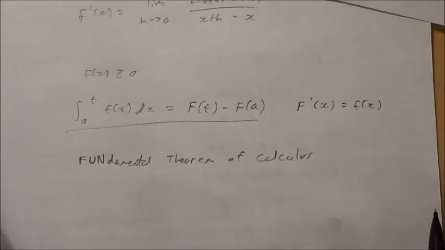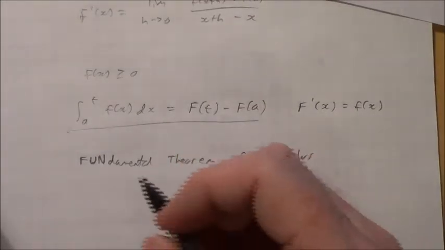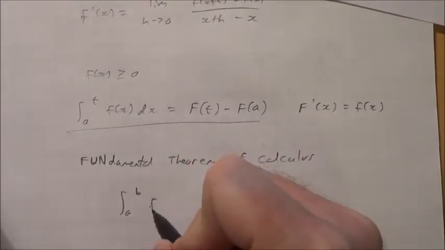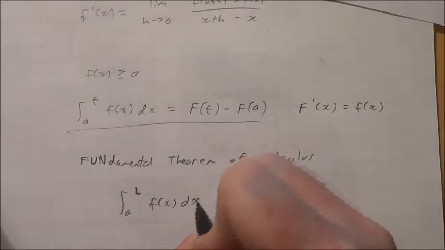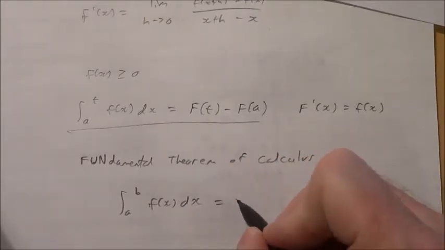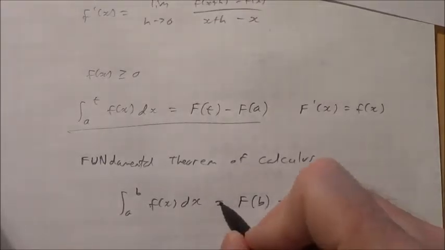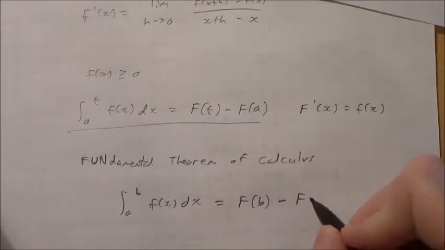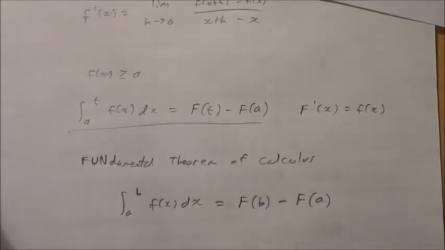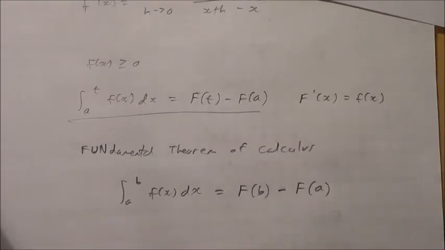So for some continuous function f of x with the antiderivative uppercase F of x, when we're trying to find the area under the curve, that is simply the antiderivative evaluated at the second endpoint minus the antiderivative evaluated at the first point. Okay, so that is the big thing that we're going to be using.